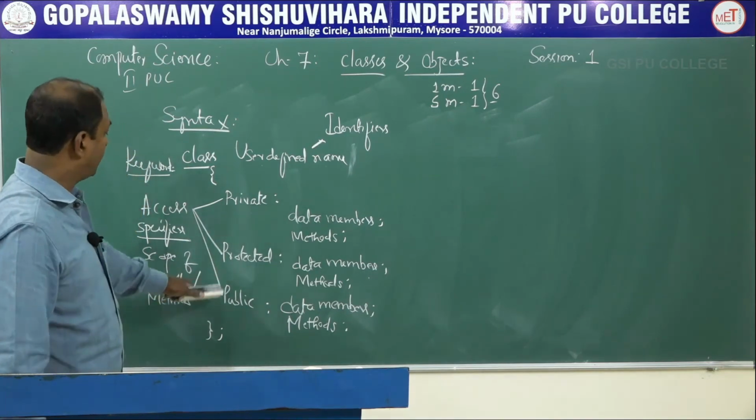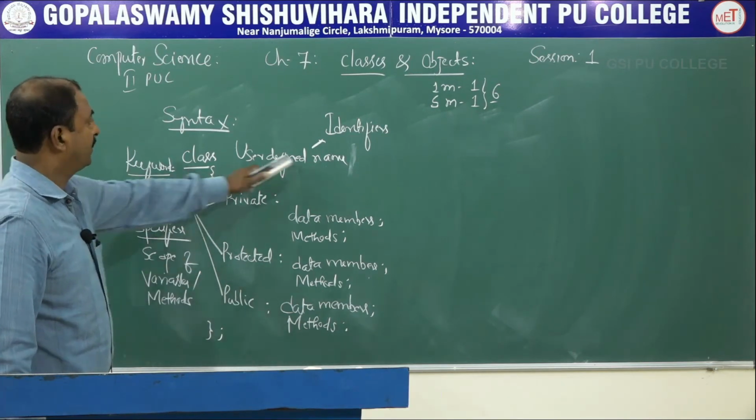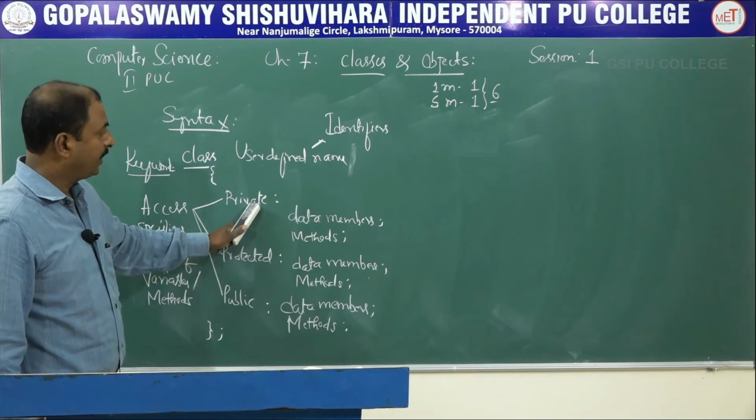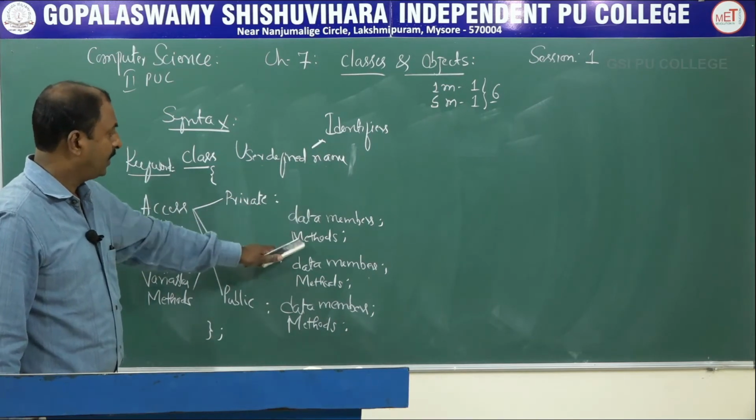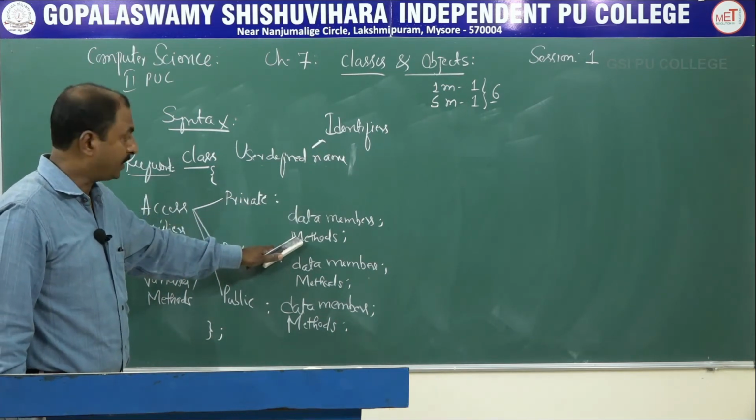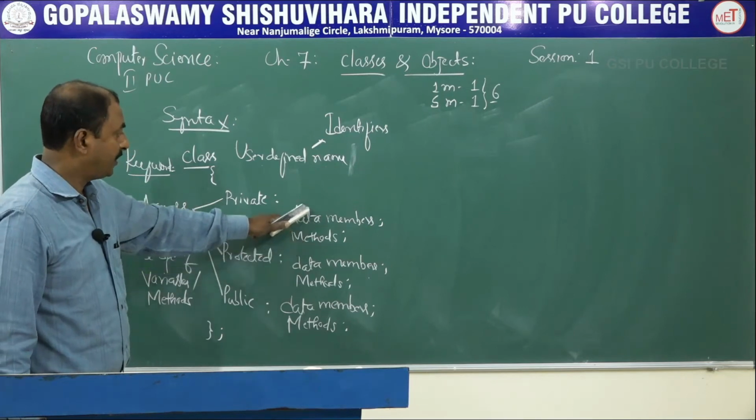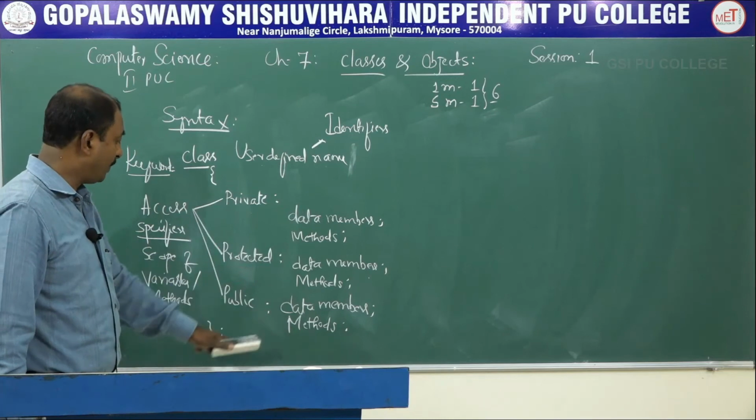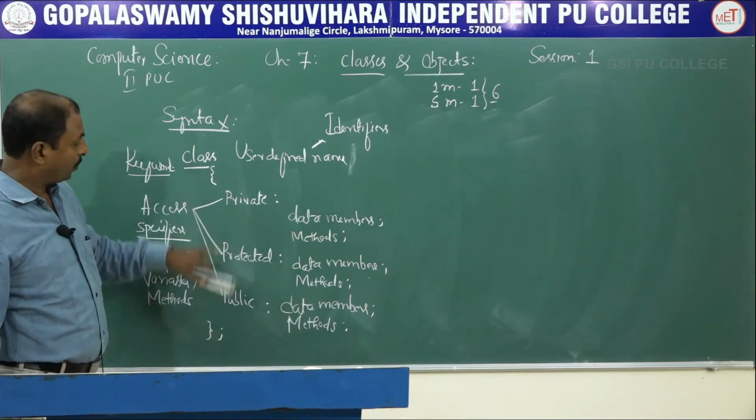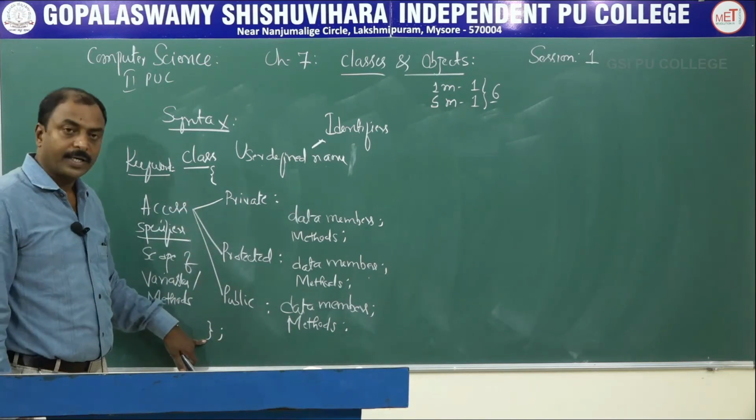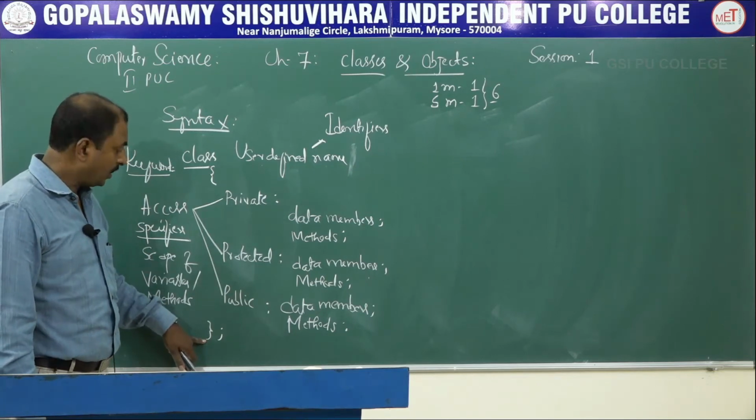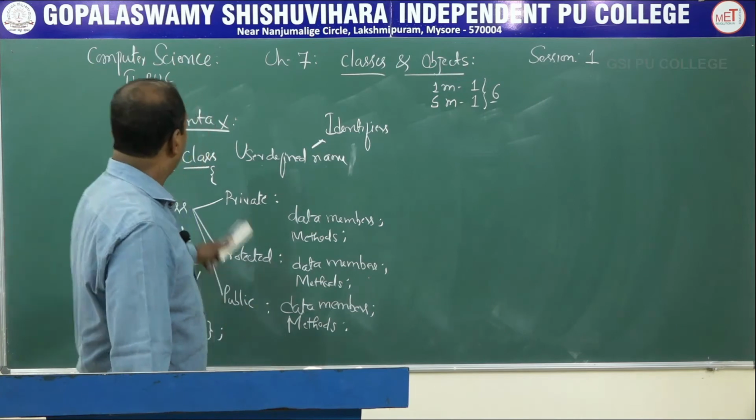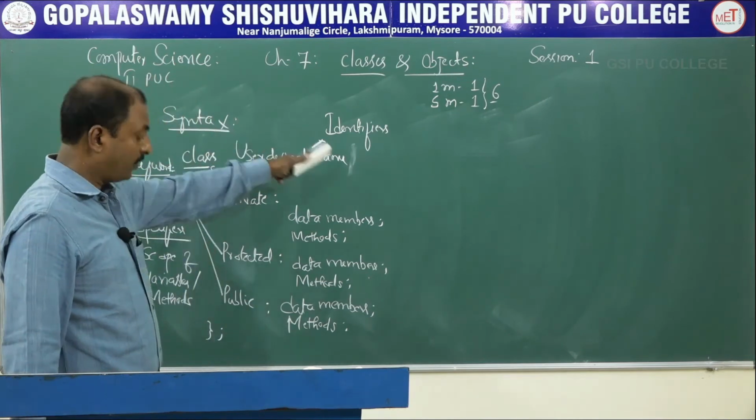Data members as well as methods. So class, user defined name, access by private, and here data members or functions or methods associated with values or data members. Similarly protected, public, and we have to close the class with a closing flower bracket along with a semicolon. This is very, very important here. So this is how we define our syntax of class definition.